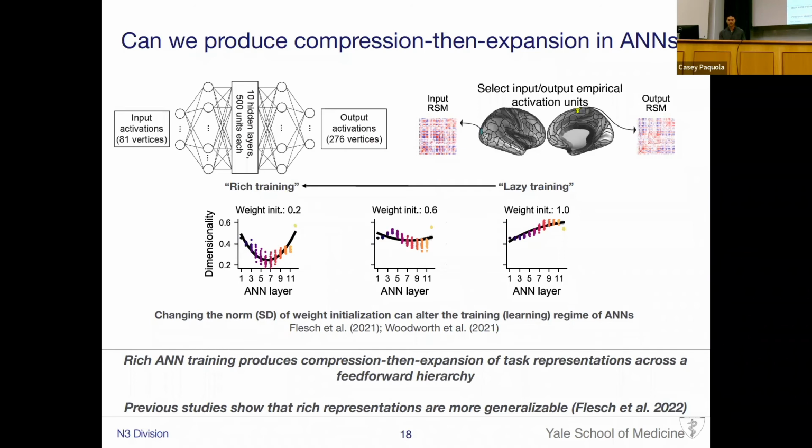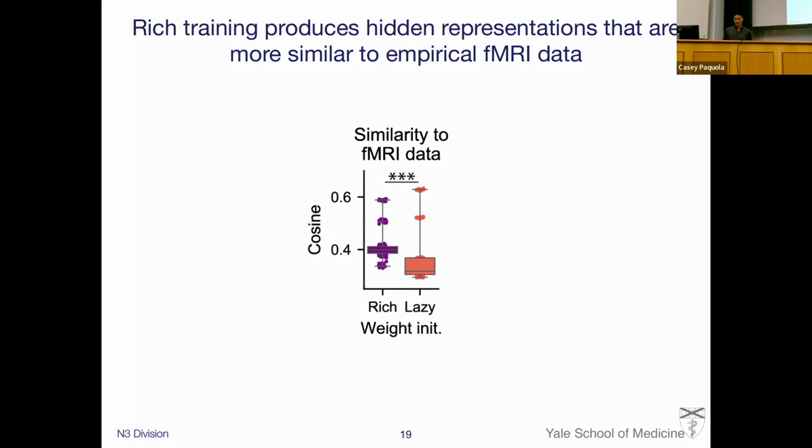I think I'm running out of time, so I just put one slide to show that if you compare the representations in the ANN with those in the empirical data, you find that overall across the entire cortex, the representations in the rich feature-learning neural network are more similar to the empirical data than the lazily trained neural network.